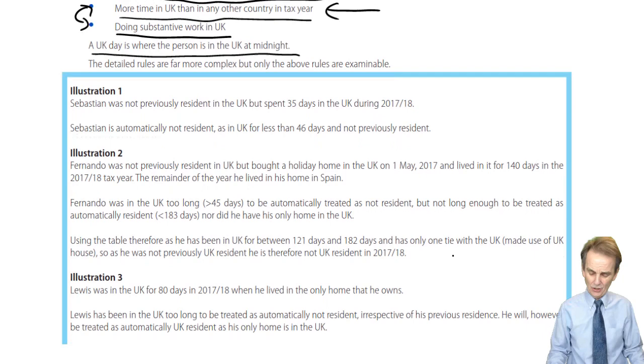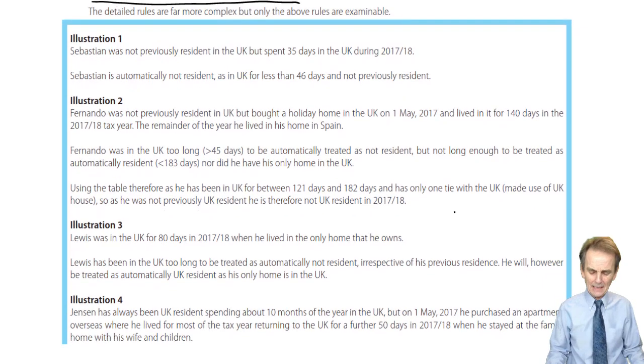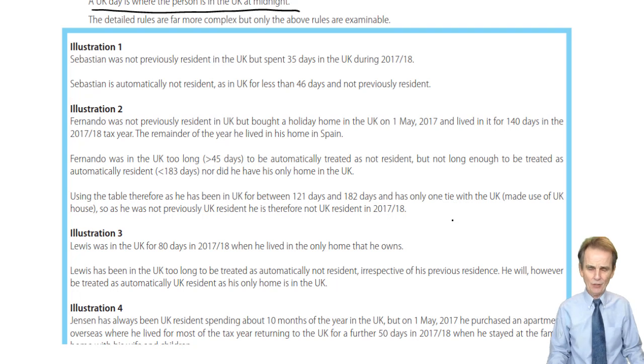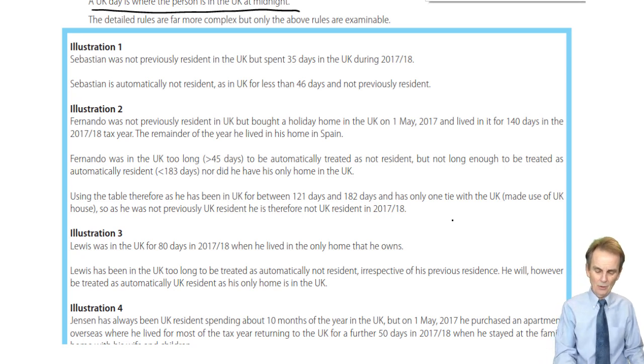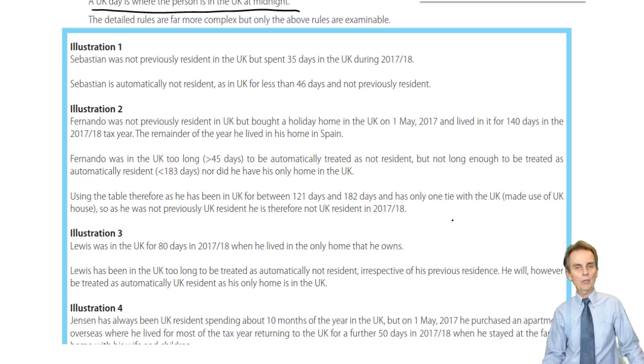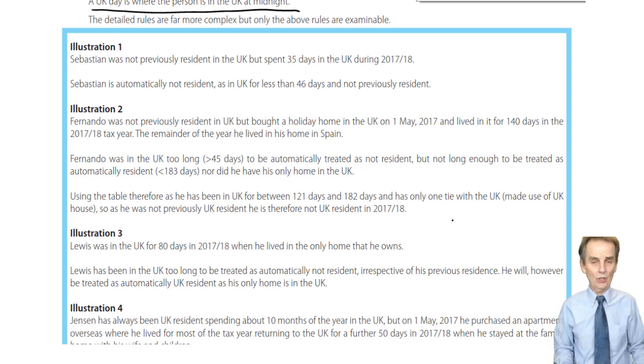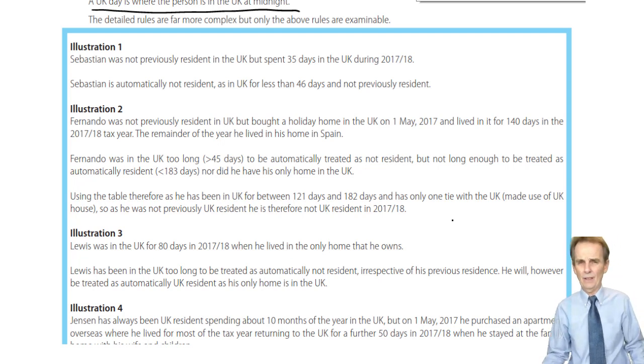Now, what I'd suggest that you do here is to go back through what we have just seen, read through those notes again before attempting these particular illustrations. So what we'll do is we'll have a little pause at this particular point to allow you time to do that, and then come back and we will work through these particular illustrations to make sure that we've got a grip on what these rules are.